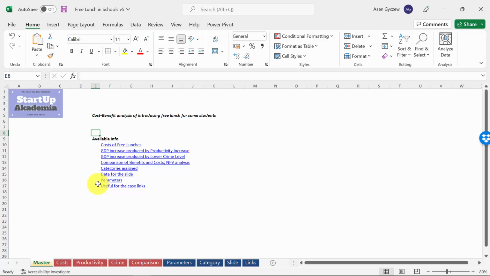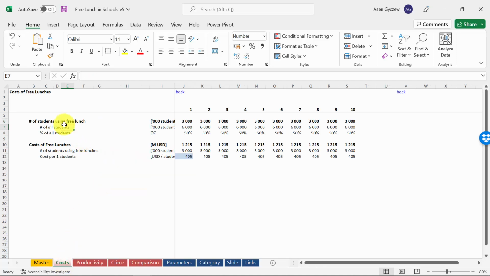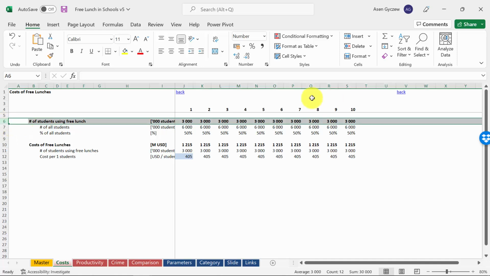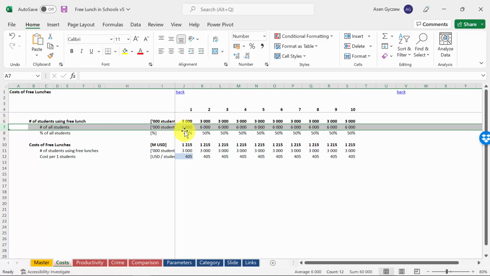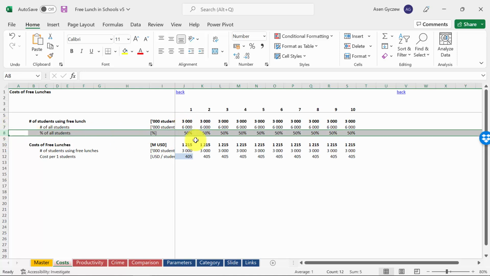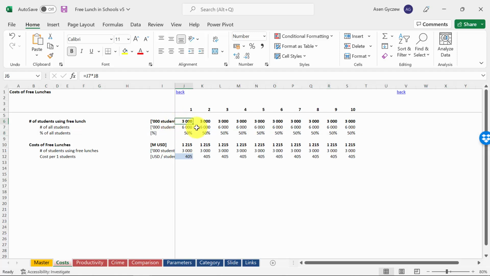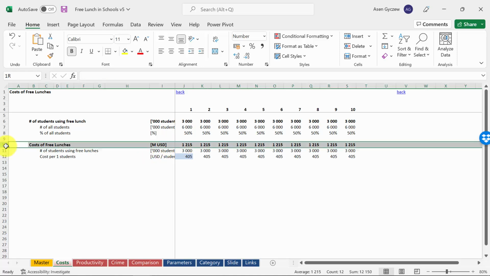We're going to go through the costs and the benefits. So first, let's go through the costs. As we have mentioned, first in row 6, you have to estimate how many students are using free lunch. Since we have 6 million students and 50% of them will be eligible, this means that we're going to provide lunch to 3 million people every year. In terms of costs, we may estimate them in row 10. And as you can see, every year it will be around 1.2 billion.